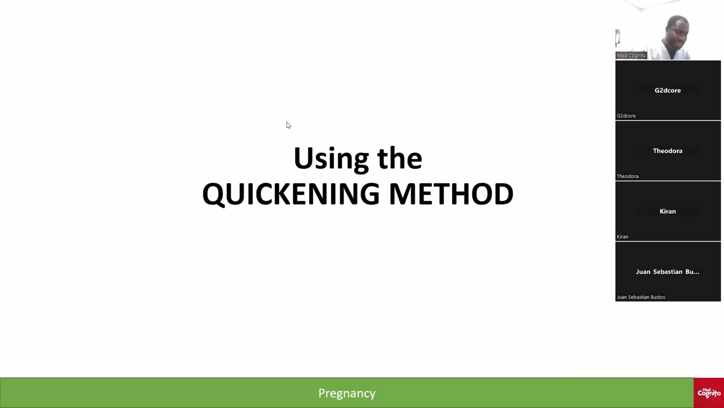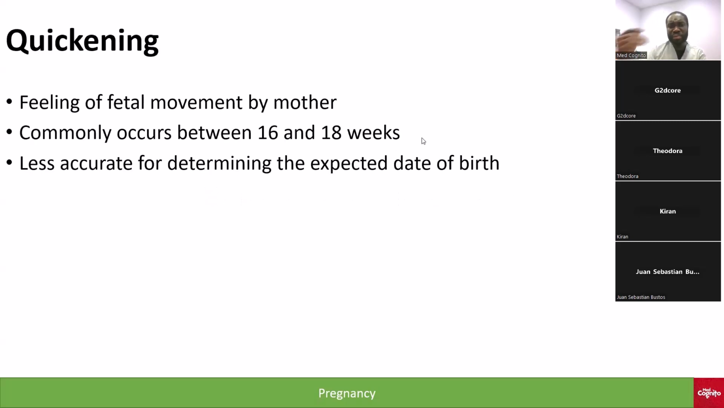And then the quickening method is basically the first time the baby kicks, okay? That is the first time the baby will kick. So that's the quickening method. So, feeling of fetal movement by the mother. Usually it occurs between 16 weeks and 18 weeks, okay? And it is less accurate for determining the expected date of birth of the baby.